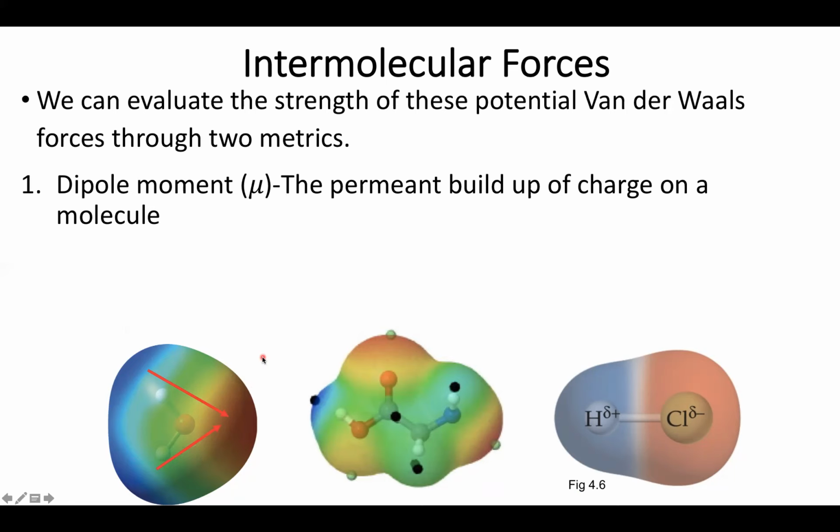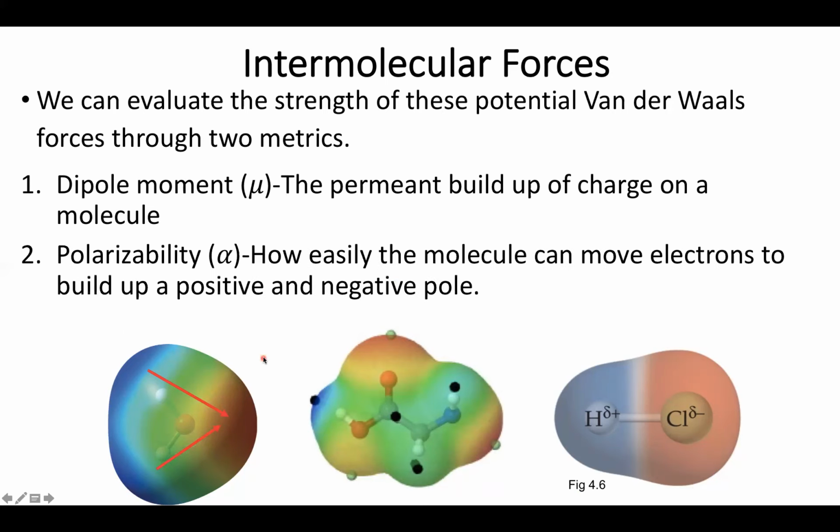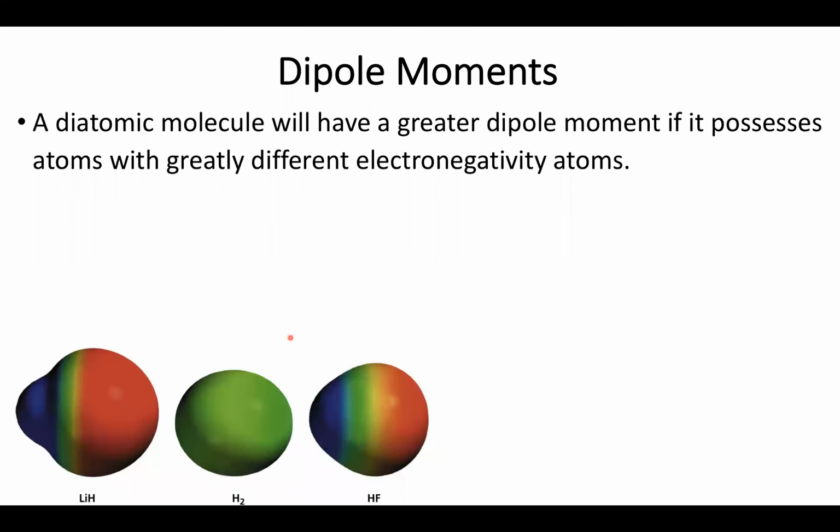However, some molecules don't really possess much of a dipole moment. These are our nonpolar molecules, at which point what we really care about is going to be the polarizability. So if a molecule doesn't have a dipole moment, how easily can I make a dipole moment? Can the electrons move from one side to the other? Can I generate a positive and a negative side of my molecule, even if temporarily? So let's go ahead and start by looking at that dipole moment first.